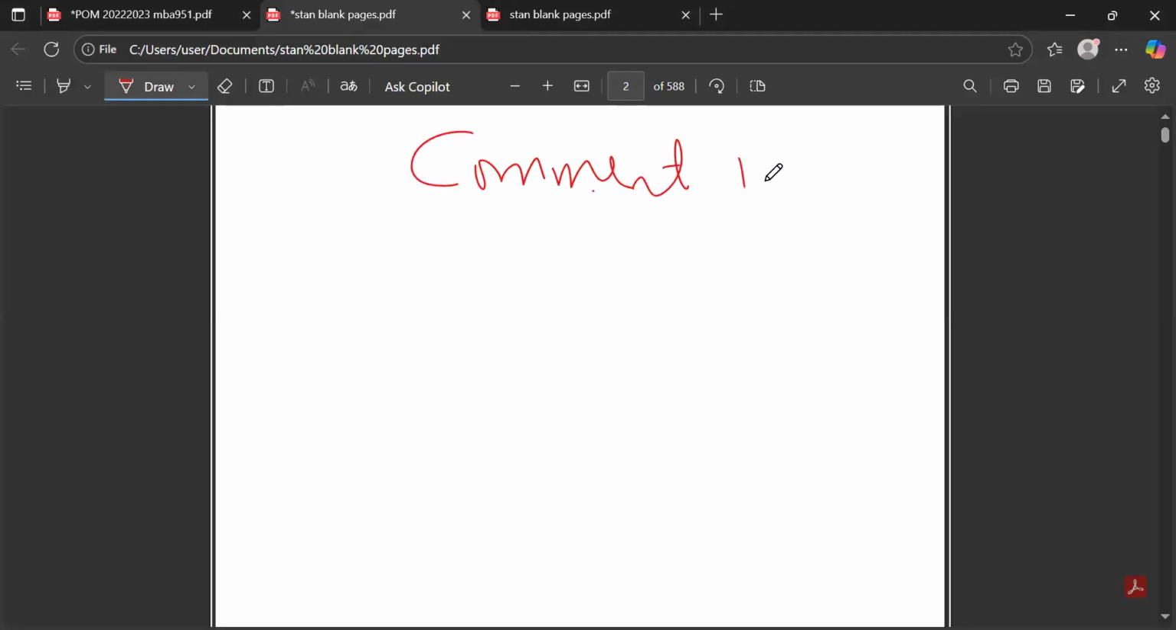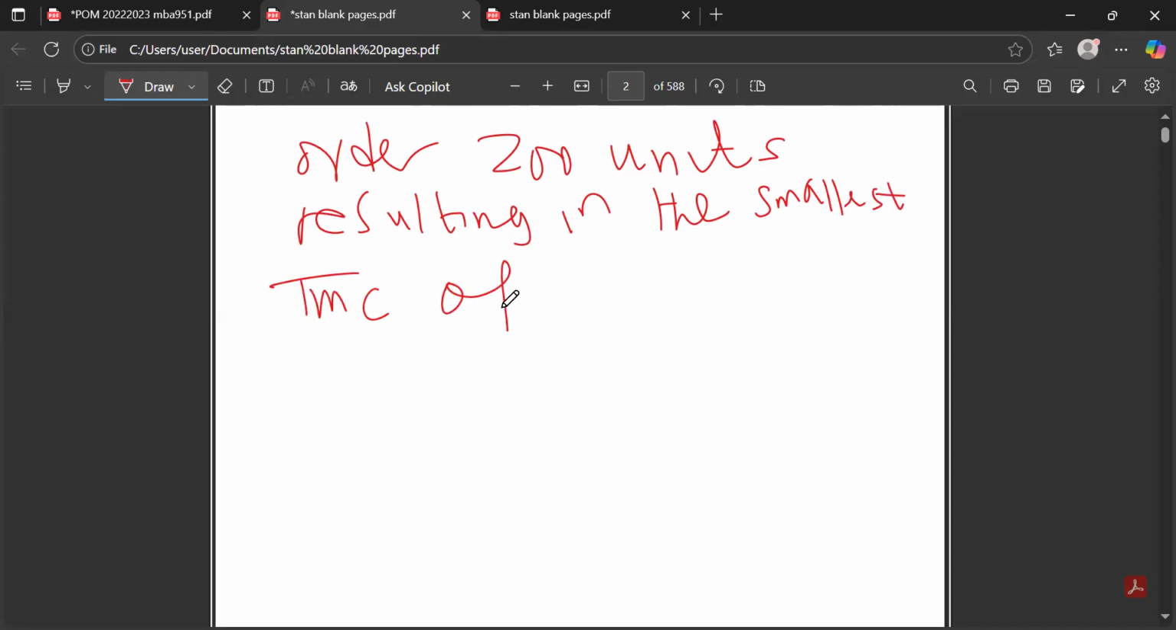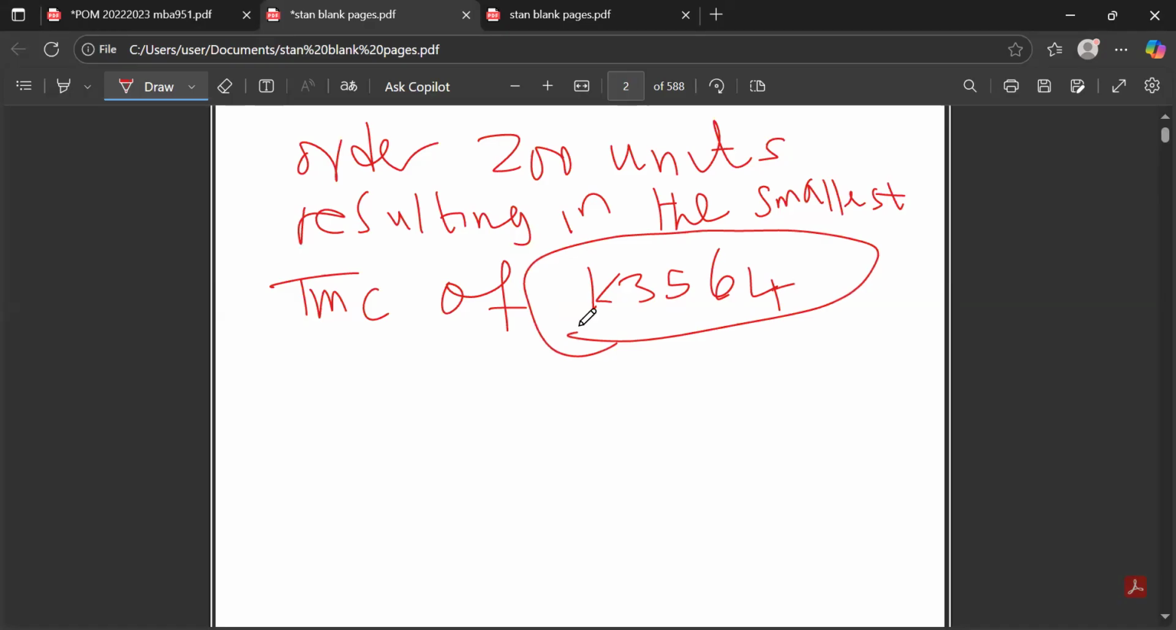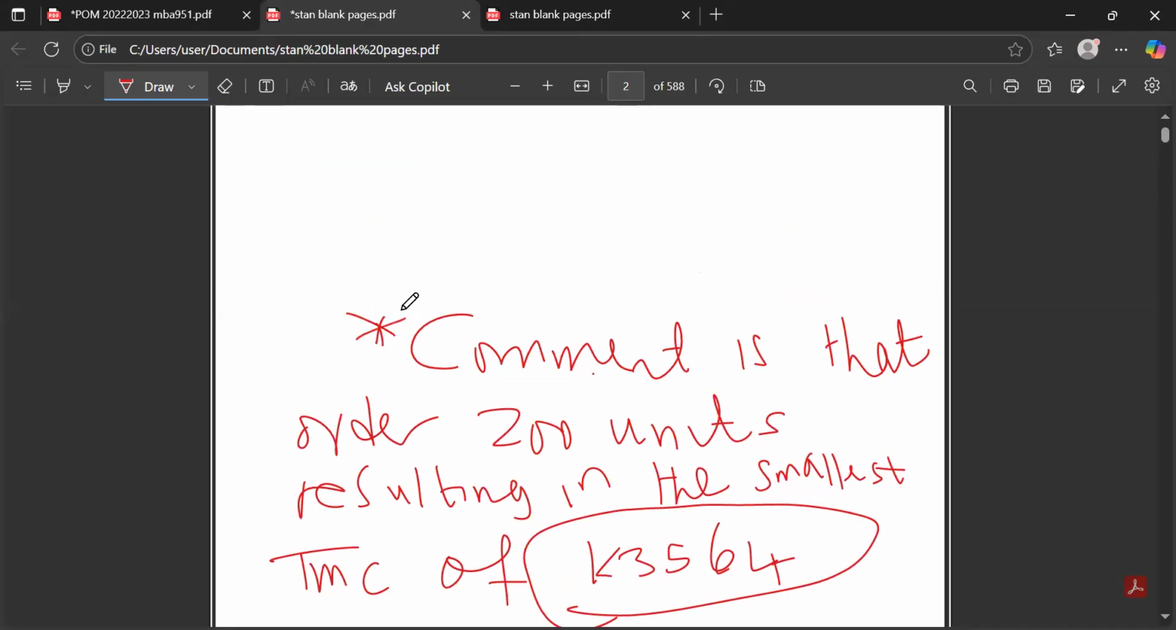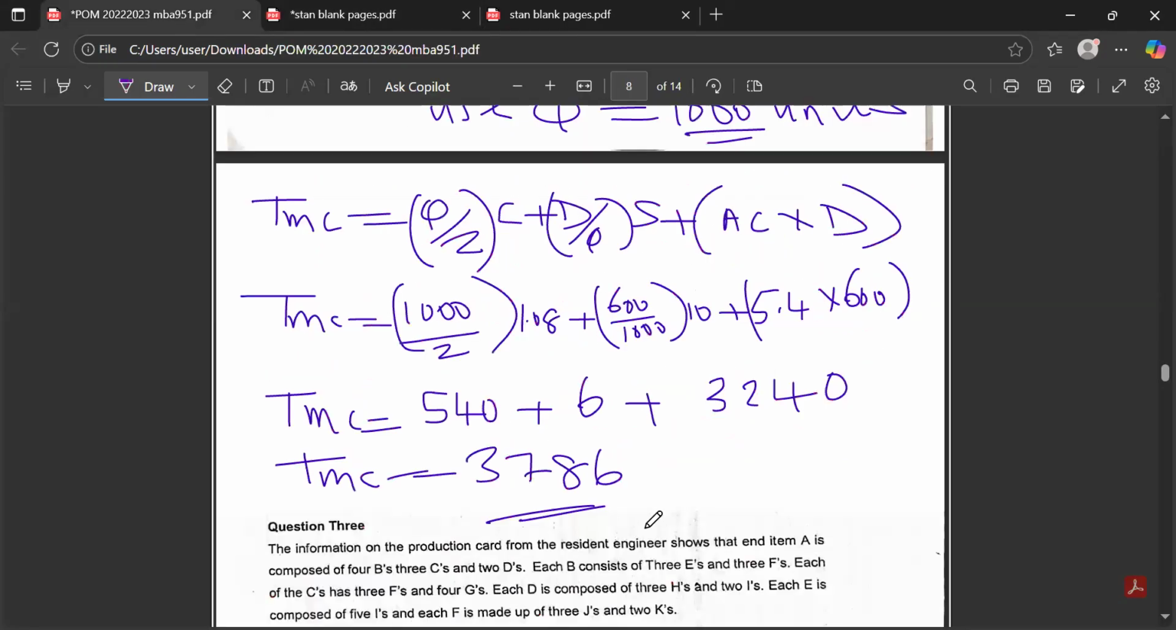So the comment for this one is that we need to order 200 units, resulting in the smallest total material cost of 3,564. So let's put material cost of 3,564. This is what goes on this one. All right. So this is the end of question 2.